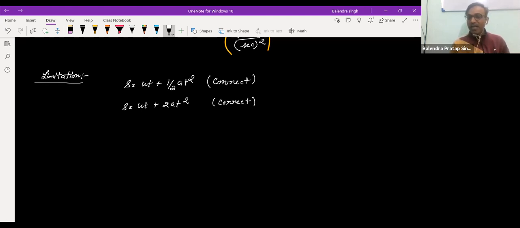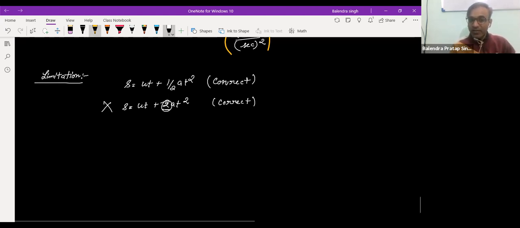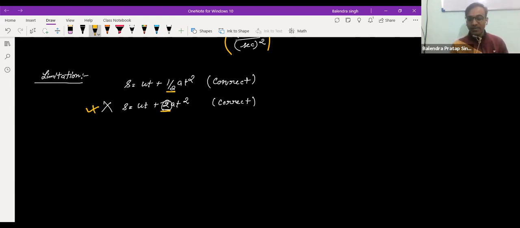Correct dimensionally, but this equation is not correct, because practically this term will create trouble, as the exact relation is half at square, not 2at square. But dimensional analysis says that this is also correct, while practically it is not. So this is the limitation. Why does this limitation come? Because dimensions do not depend on magnitude. Here the half and the 2 are not contributing, so half is correct, 2 is also dimensionally correct, but practically 2 is not correct for this equation.